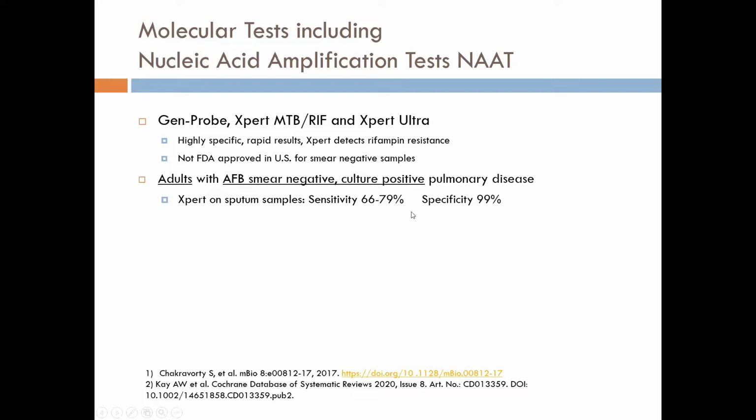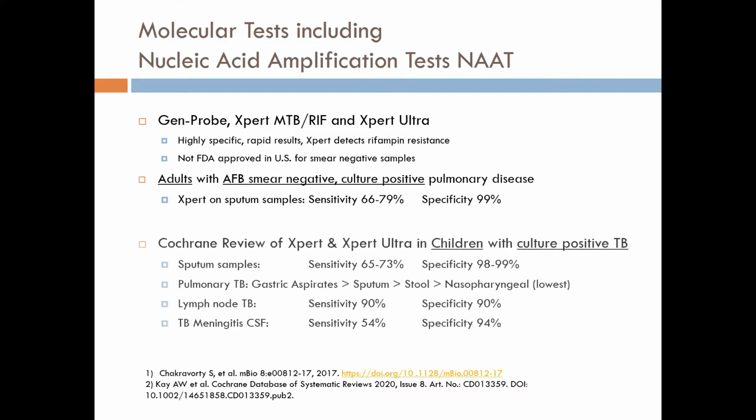This was a study in 2017 looking at adults with culture positive but smear negative pulmonary disease, and they found the Xpert to have a sensitivity of between 65 to 80% with an almost perfect specificity at 99%. A Cochrane review of Xpert versus Xpert Ultra in children that were culture positive for TB showed almost exactly the same results, with 65 to 73% sensitivity and specificity near 99%.